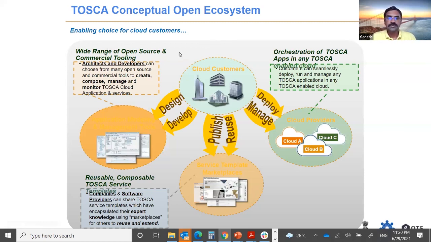So when I mention the Tosca here, these are the different stages: design, deploy, publish, reuse, manage, and deploy. Right? Out of these, I just wanted to connect the dots. One is about what kind of open source and commercial tooling is used. Second is the reusable and composable Tosca service. And third is how do you orchestrate, right? So these three different players: one is the tooling, second is the service, and the third is orchestration.